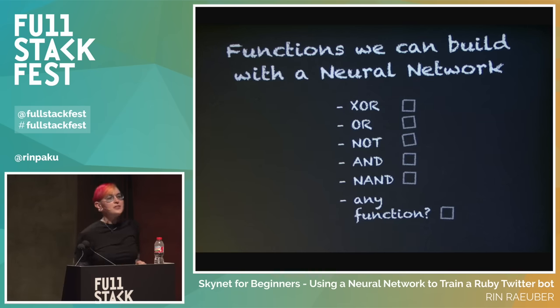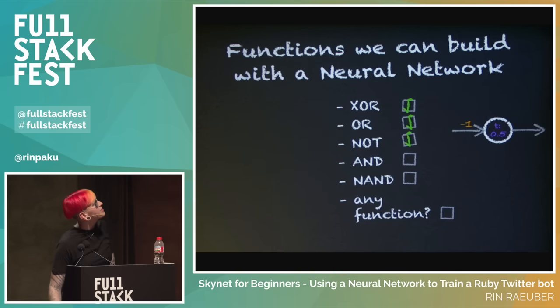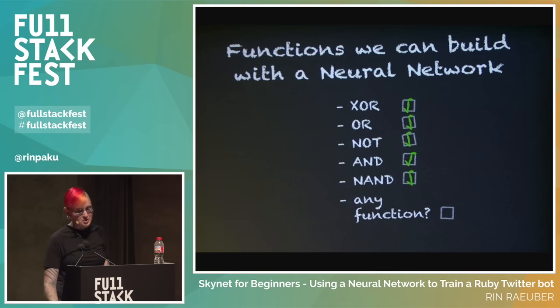At this point, you might ask yourself, can we build every function with a neural network? I mean, we just built XOR. We can do OR. And NOT is really easy. I actually drew it because it works with a single neuron. And AND too. But no, it doesn't work for any function. There are certain prerequisites a function must submit to. And I'll tell you what these are later.